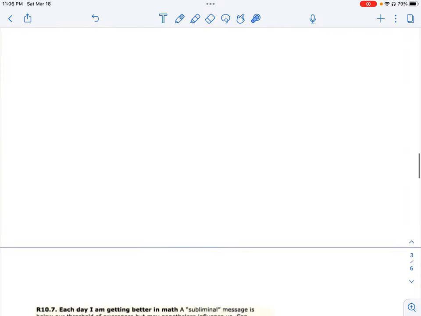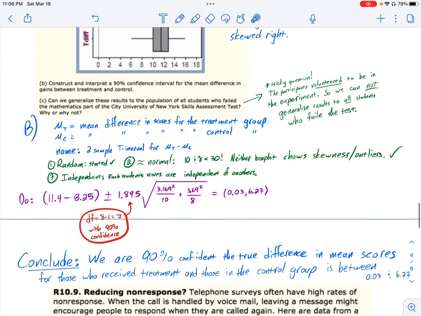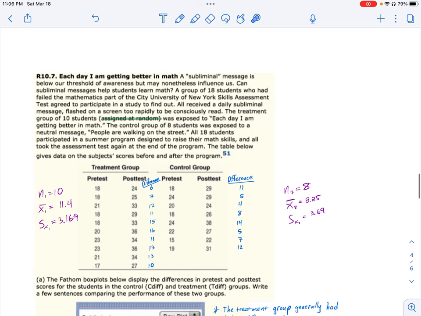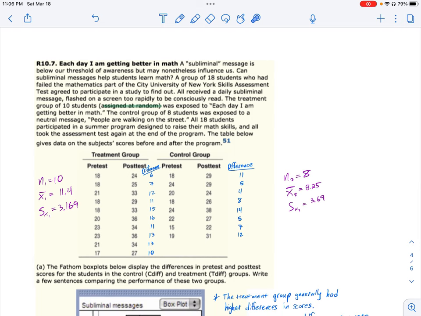Okay. Last 2 questions. This one says, each day I'm getting better at math. This is the one I was thinking about earlier. This is the one where they have kids that failed math. They agreed to take part in a study. They all received daily subliminal messages flashed on a screen too rapidly to be consciously read. Okay, seems kind of weird.